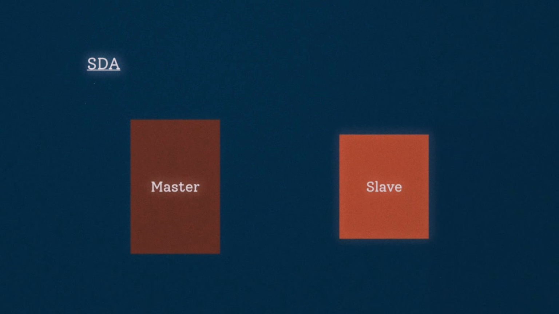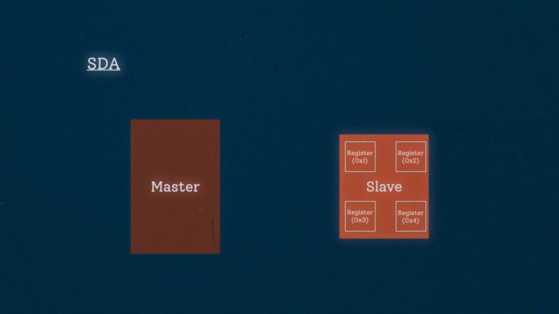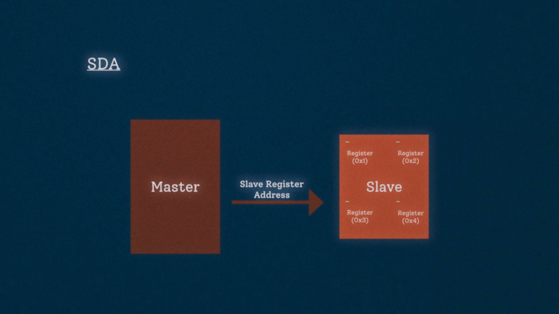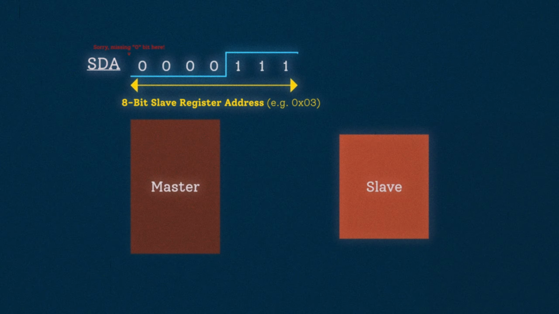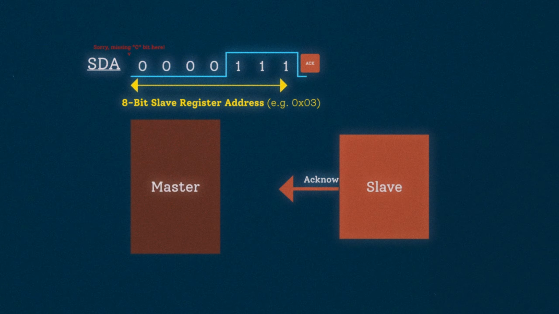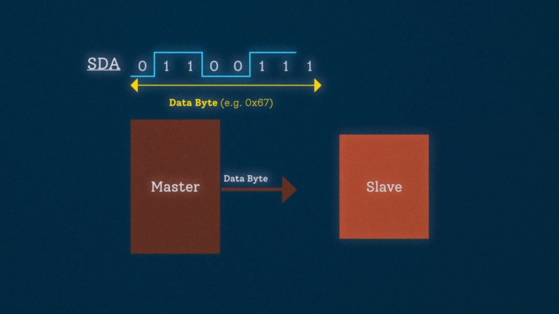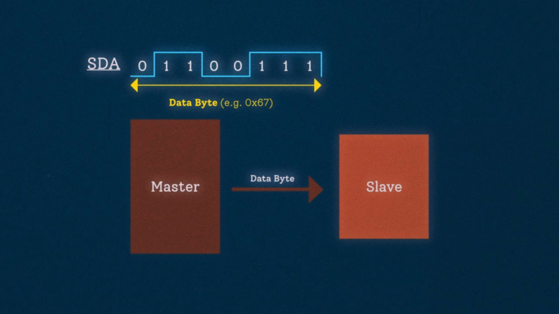Now, a slave device can contain multiple data registers with their own local addresses, so the master needs to specify which register it wants to write to. For example, register 3, which is followed by an acknowledgement from the slave. Finally, the master can send the byte of data that it wants to write.